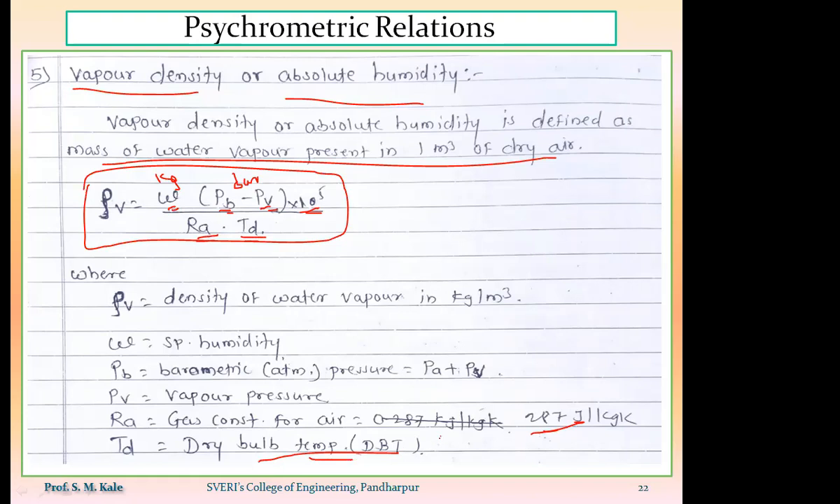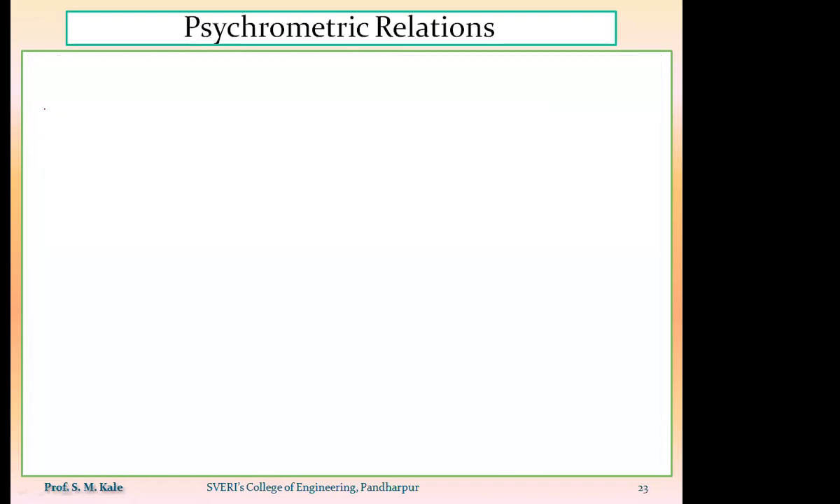This value should be in terms of Kelvin. That's why I have written it as a capital Td. Otherwise, I might have written it as a small td. So this small td is indicating dry bulb temperature in degree centigrade. And here, likewise, capital Td is indicating dry bulb temperature in Kelvin. So this is the formula related to vapor pressure or absolute humidity.